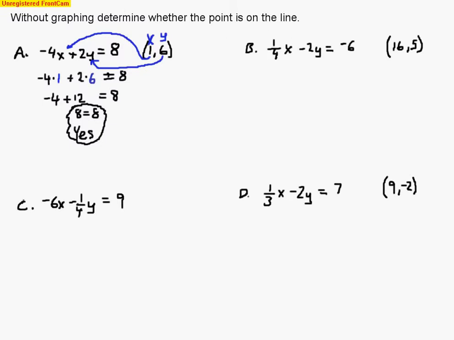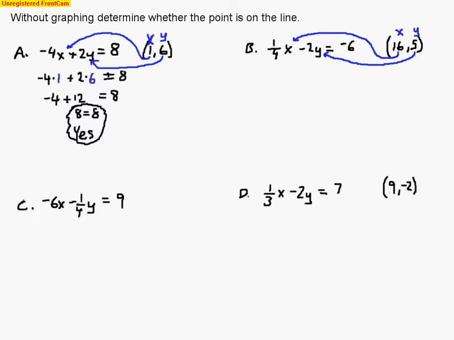Well, let's take a look at the next one here. We've got a different equation, and what's different is we've got a fraction and maybe some more negative signs as well. We do the same sort of thing. Remember, this is our x value, this is our y value. Ordered pairs always go in alphabetical order. X comes before y in the alphabet, so that's why the x term is first and the y is second. So here we take this 16 and we're going to put that in place of the x. We're going to take this 5, put it in place of the y.